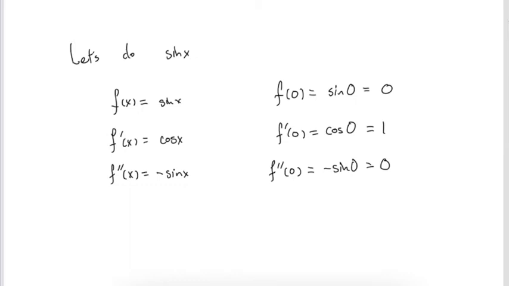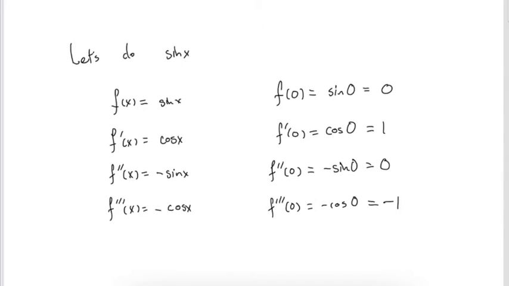All right, next one. The third derivative. So the derivative of negative sine x, the sine becomes a cosine and the negative stays like it is. So the derivative of negative sine x is negative cosine x. And then f triple prime of 0 is negative cosine of 0. Cosine of 0 is 1, so this is minus 1. All right? How many of these do you want to do? Let's keep doing this.